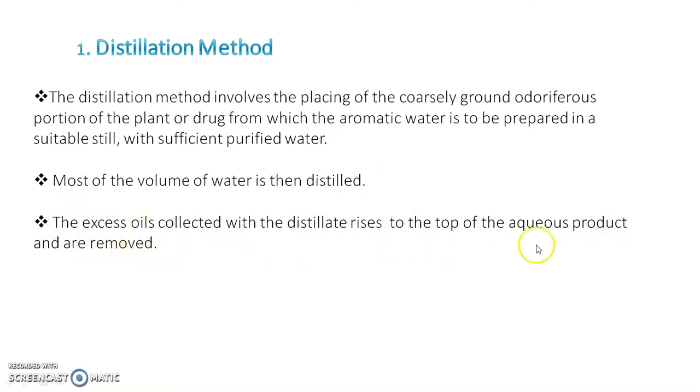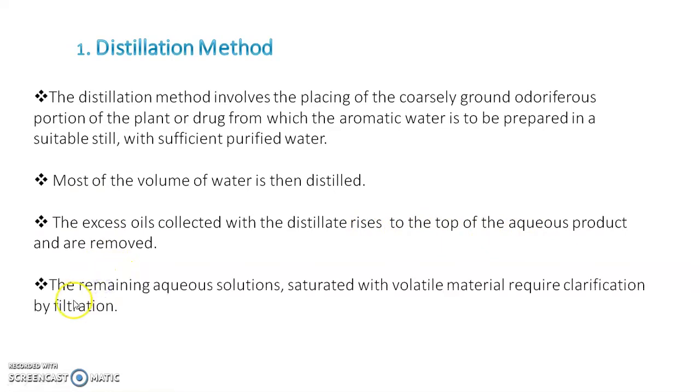The distillate is collected at the top of the product because this product we are getting from volatile substances, which are volatile in nature, so they rise to the top of the aqueous product because they are light in weight. Volatile products are lighter in weight than the water. Then the remaining aqueous solutions saturated with the volatile matter require clarification by filtration.